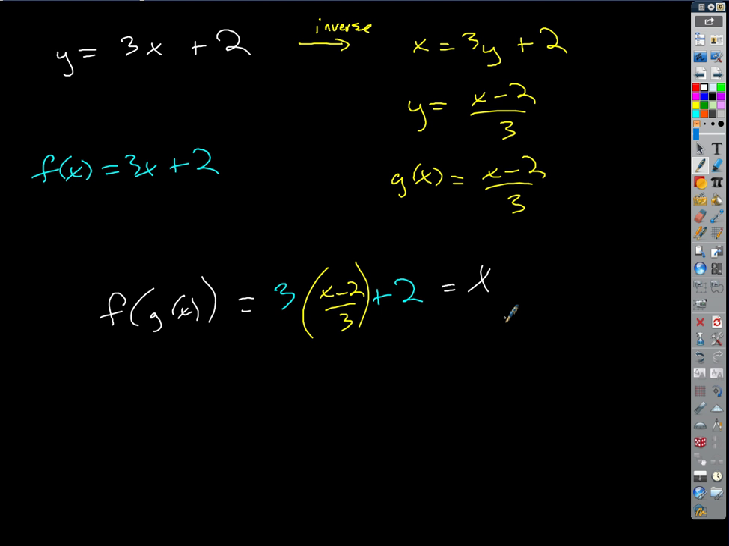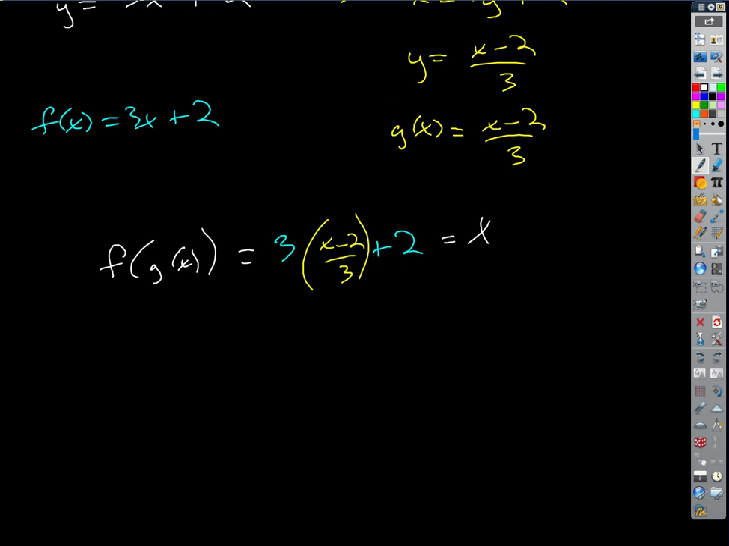I get x. But it has to work both ways for these to be inverse functions. G of f of x would also have to give us x. Well, we could do that one. So g of f of x is what? G of hand is hand minus 2 over 3, but this time hand is f of x. So it's 3x minus 2. Well, not surprisingly, the 2's cancel, this is plus 2, and then I get 3x over 3, which gives me my x. So those are indeed inverses of each other, inverse functions.